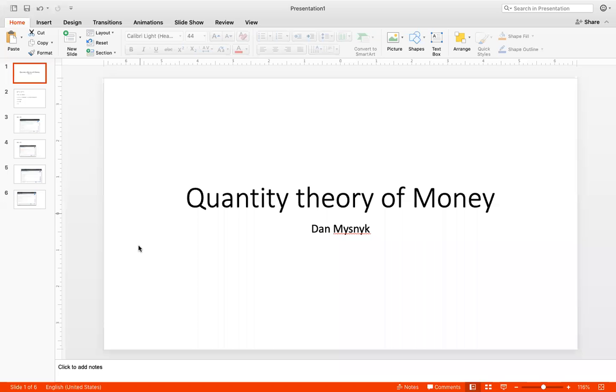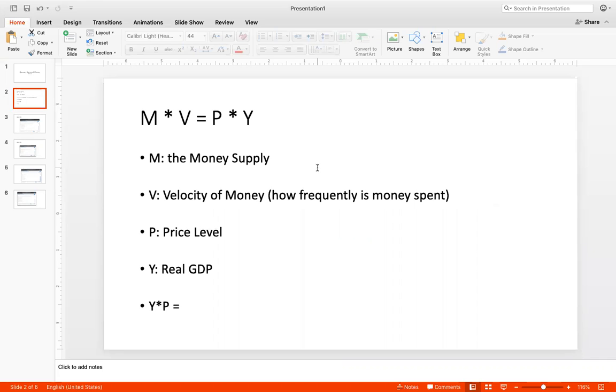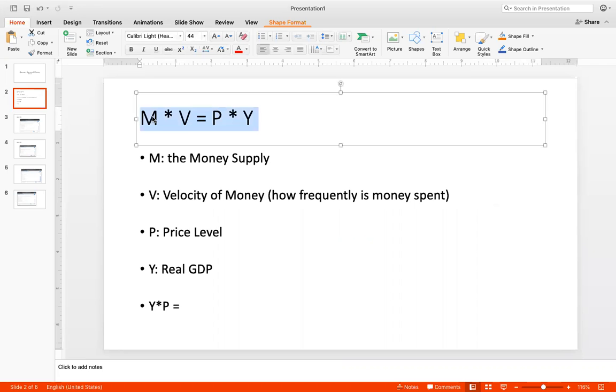All right, so this lecture is going to be about what we call the quantity theory of money. This does come up every once in a while. I have a feeling they'll try to sneak it onto this AP test. So we're going to talk about it, but you probably won't see it again until an advanced economics class. But the theory says that MV equals PY.